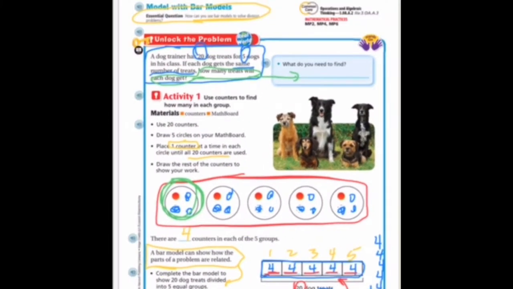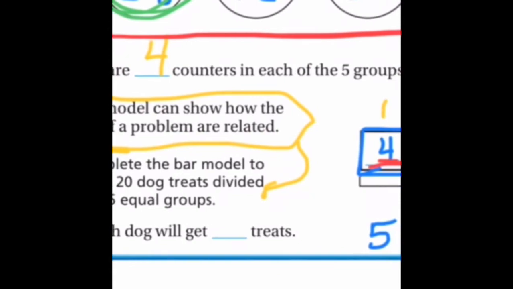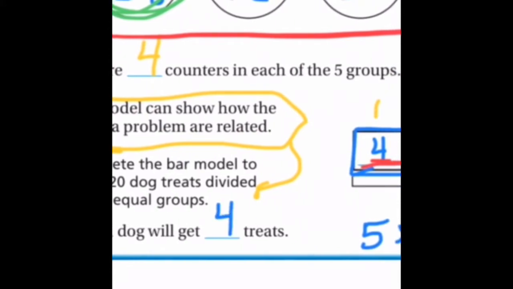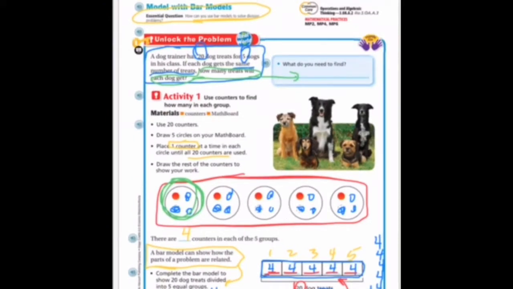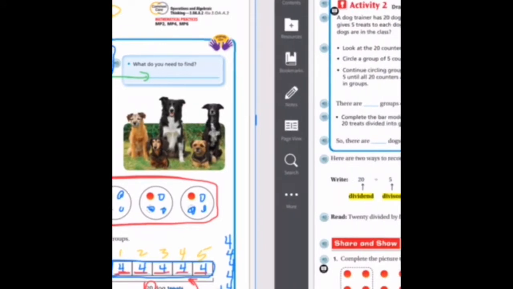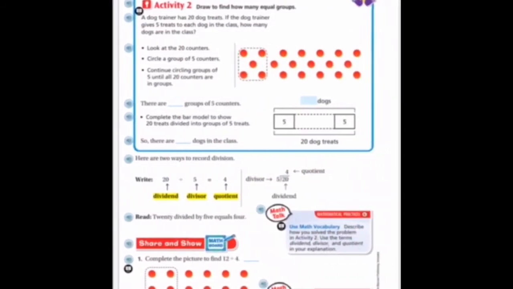5 groups of 4. 5 times 4 is 20. So each dog gets 4 treats because 4 is in every box there. Okay? So again, the bar model is a little different than what we're used to. Let's go to the next page and work on another example.